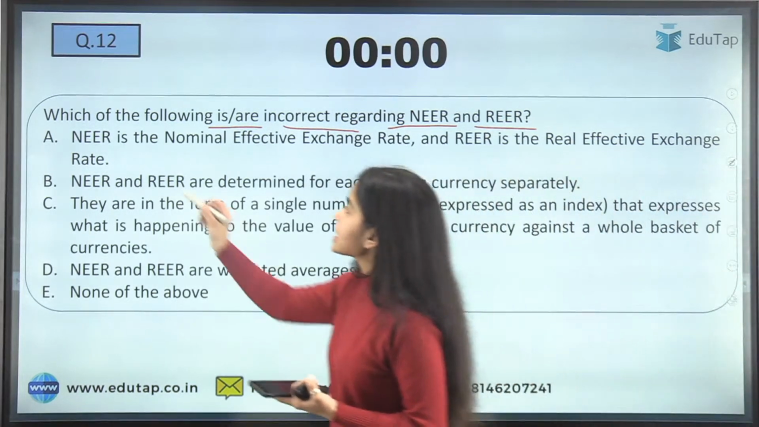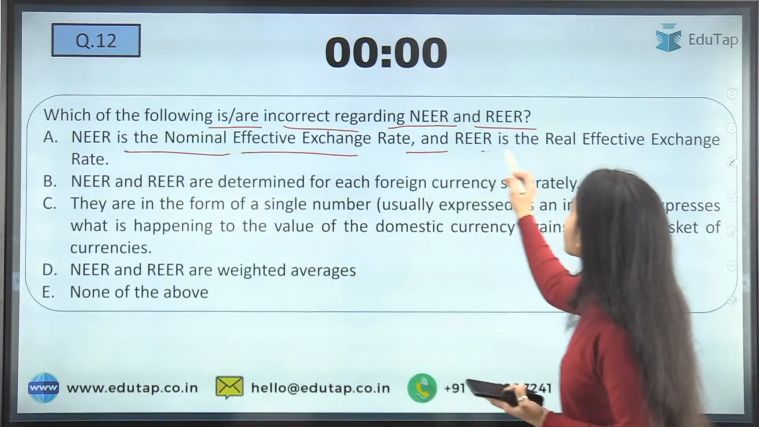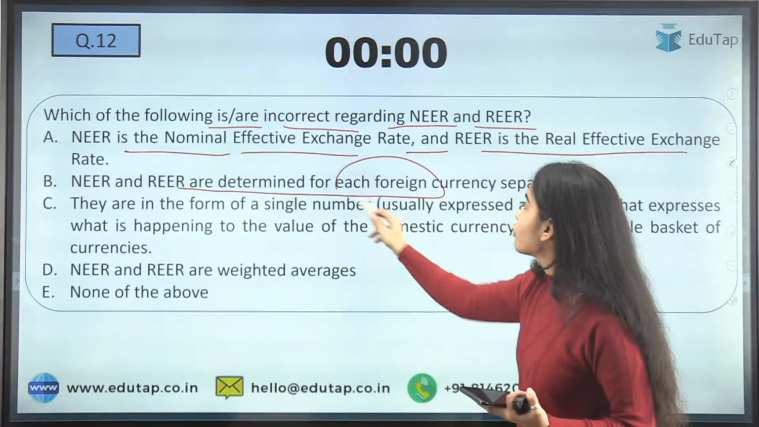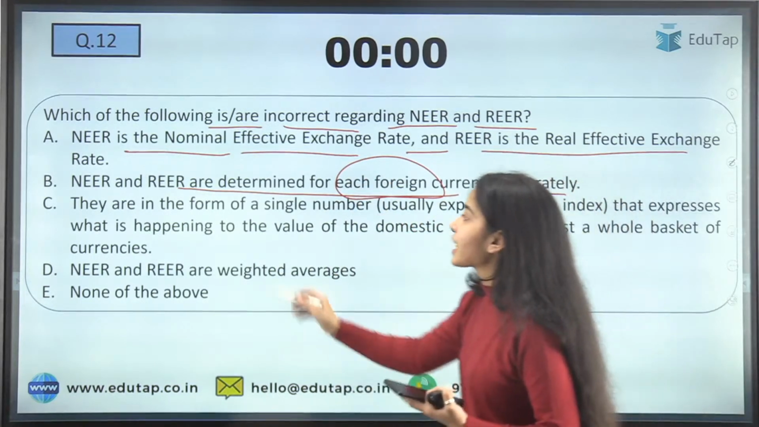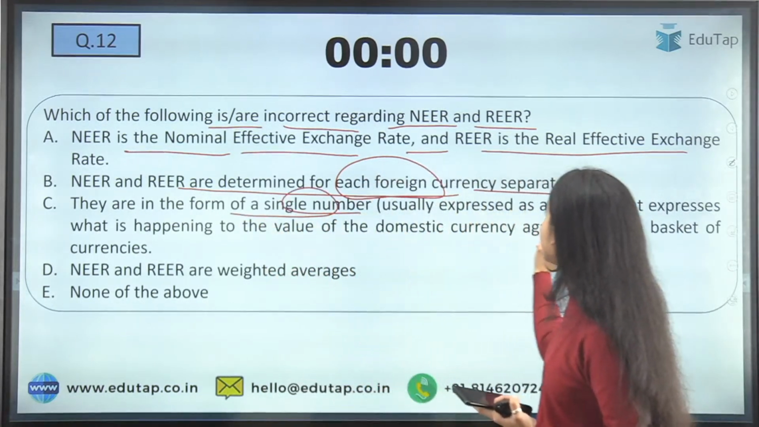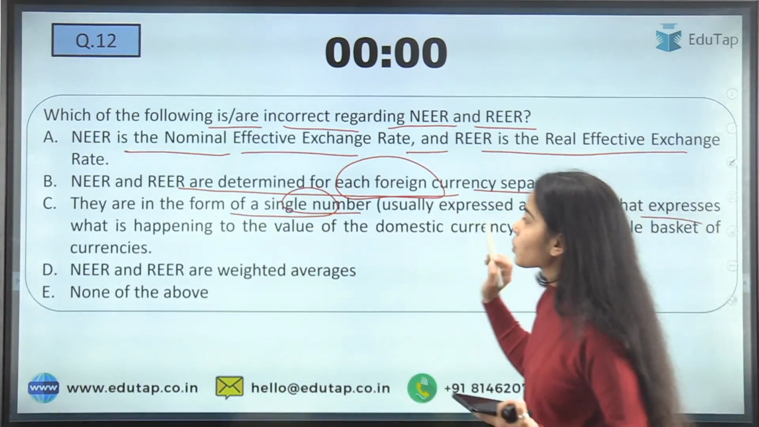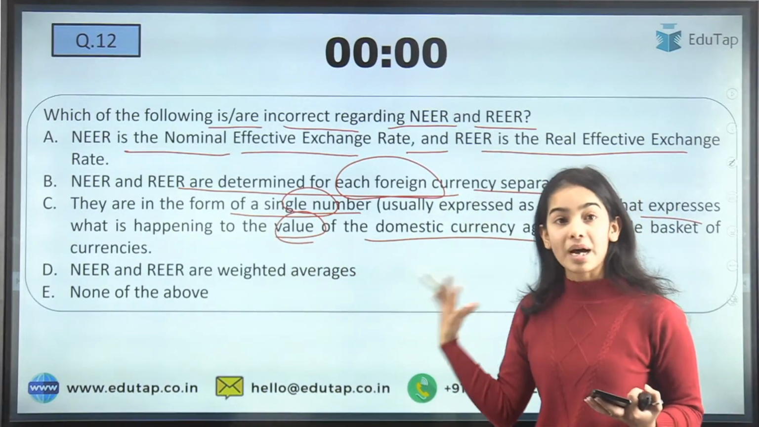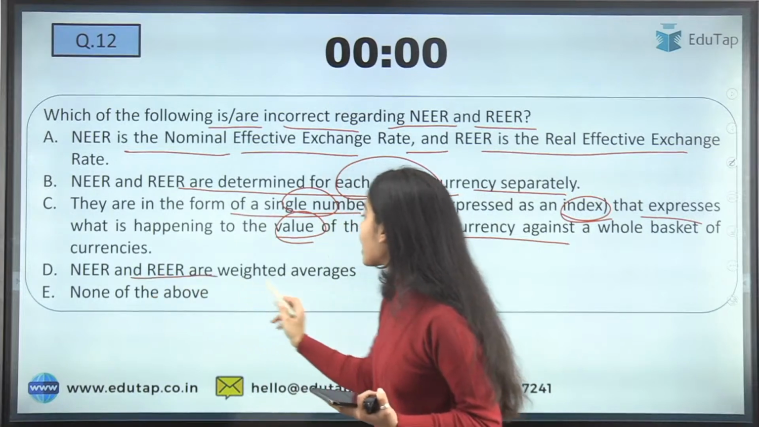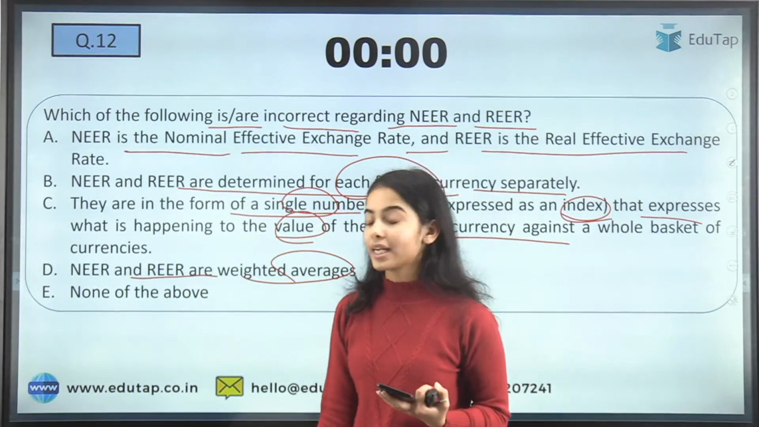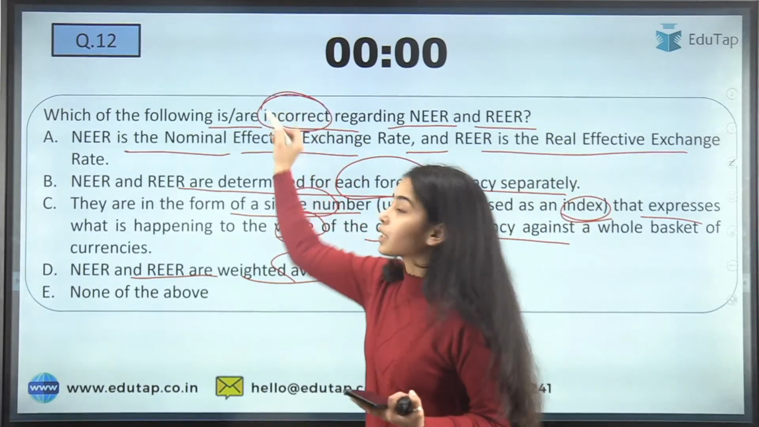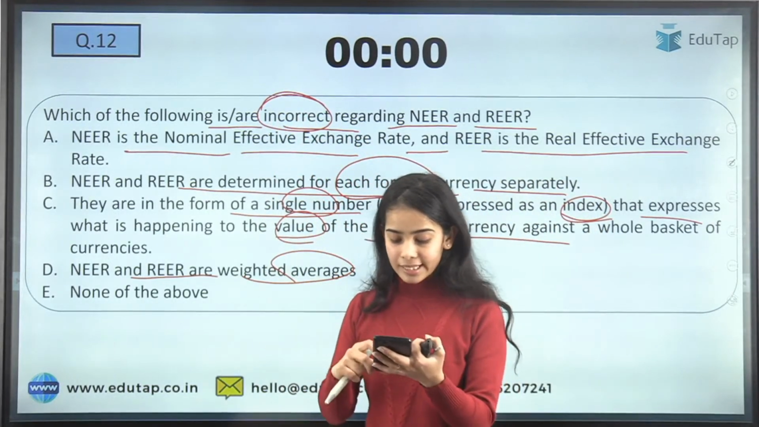So the first option is, NEER is nominal effective exchange rate, REER is real effective exchange rate. NEER and REER are determined for each foreign currency separately. They are in the form of a single number, that is, an index we can say, that expresses what is happening to the value of the domestic currency against the basket of currencies. NEER and REER are weighted averages. So what should be the right answer? D. Incorrect. You have to tell the incorrect one. Try to answer the incorrect one.